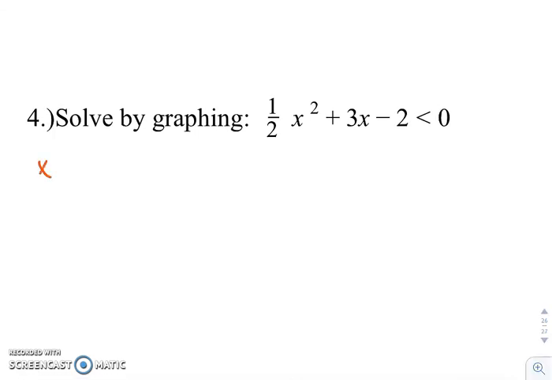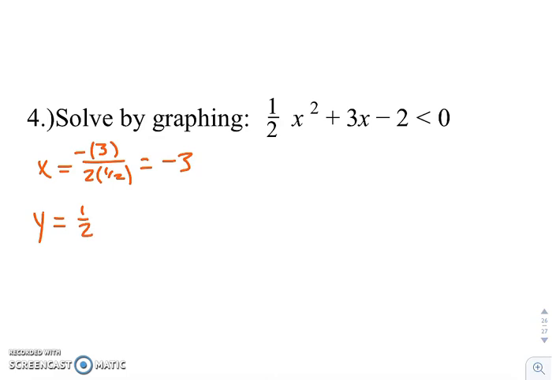So x will equal negative our b value over 2 times our a, which is 1/2. So negative 3 over 2 times 1/2, which is 1. So negative 3 over 1 is just negative 3. That's our vertex, or x value of the vertex, I'm sorry. And then we need to plug y back in.